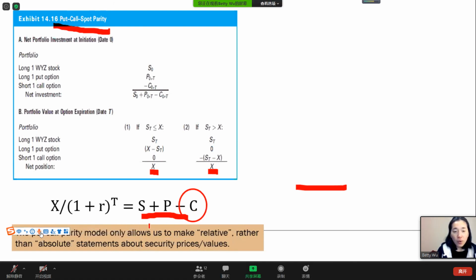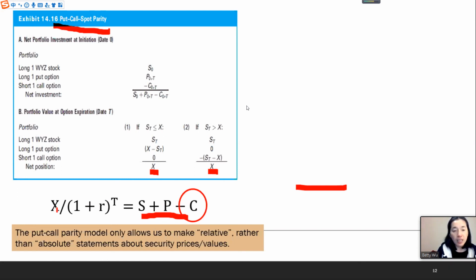And also, why do we say that it's a sort of relative statement? Because, for instance, this call value depends on S, P, X, R and T. It's not an absolute statement. So if this is different, then the call will be different, something like that. So it's really a relative statement.